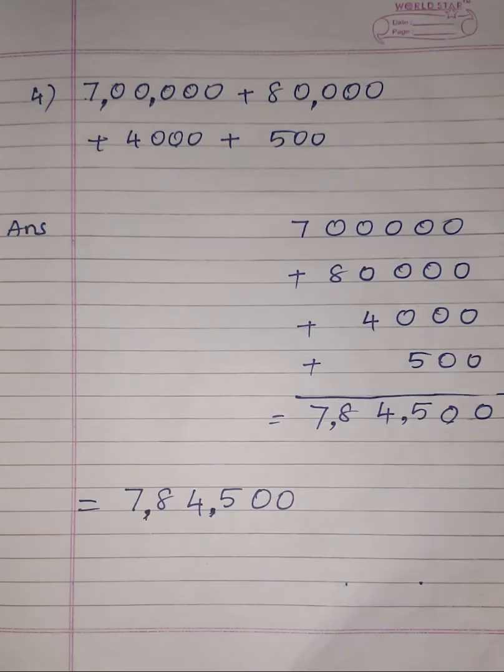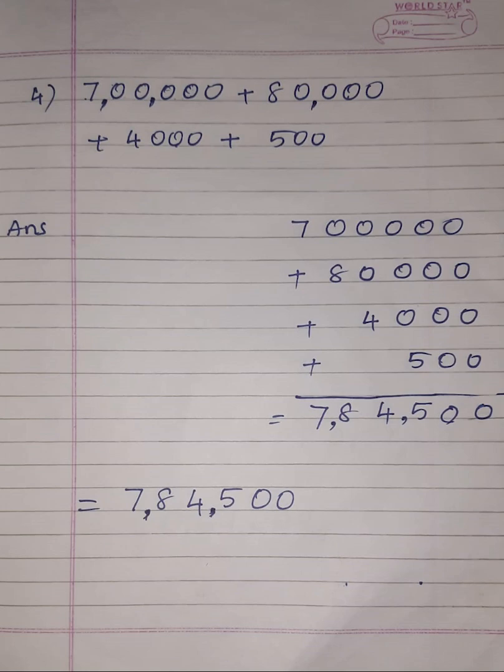Clear children? Now students, our next sub question, that is the fourth sub question, is: the expanded number given is 7 lakhs plus 80,000 plus 4,000 plus 500. Okay children, once again let me read. The expanded number given is 7 lakhs plus 80,000 plus 4,000 plus 500. Followed? So how will you write, children? You will not write the direct answer. Followed?